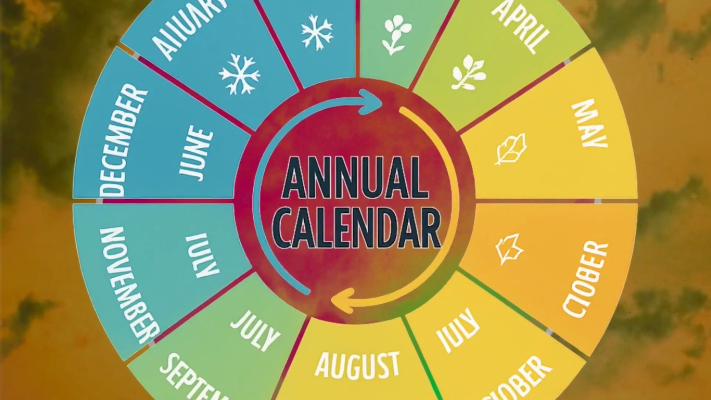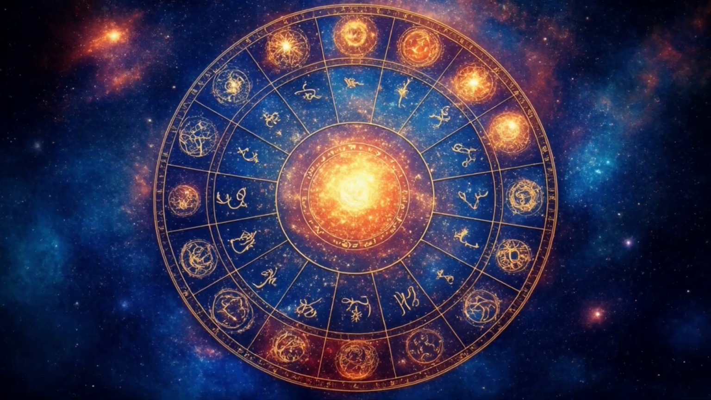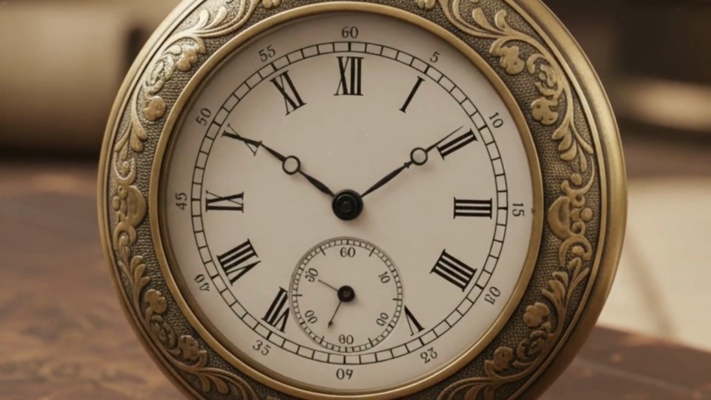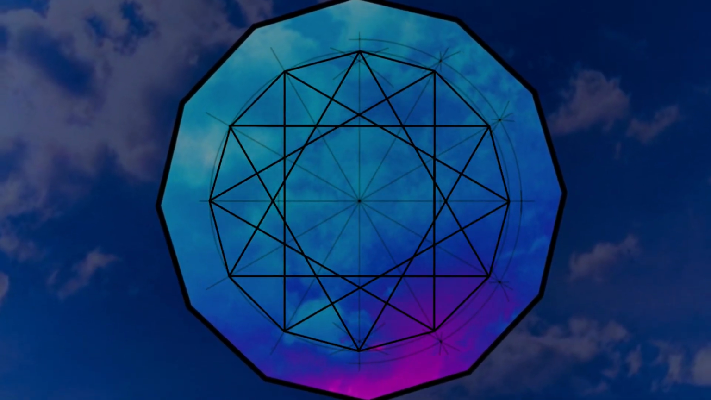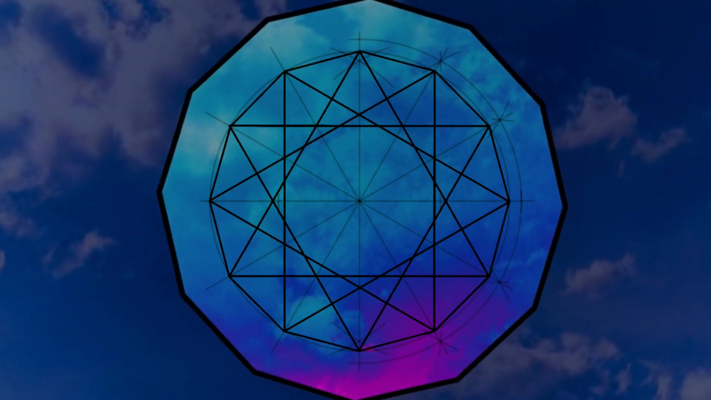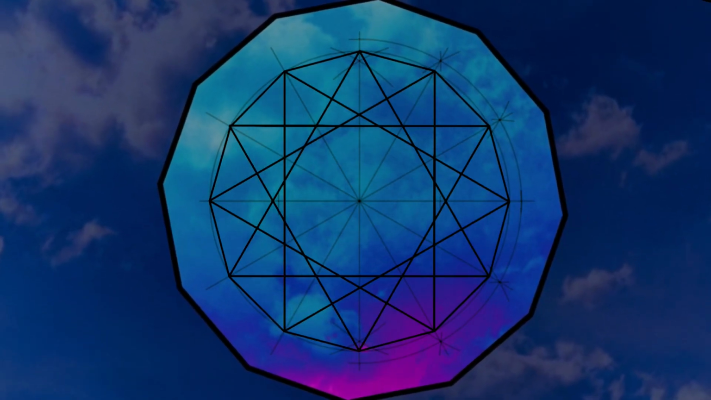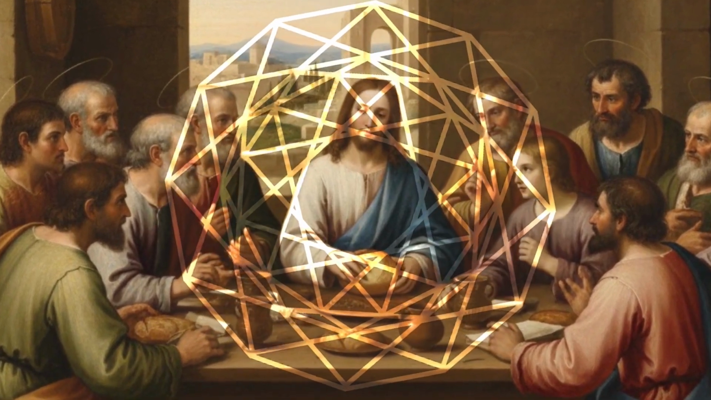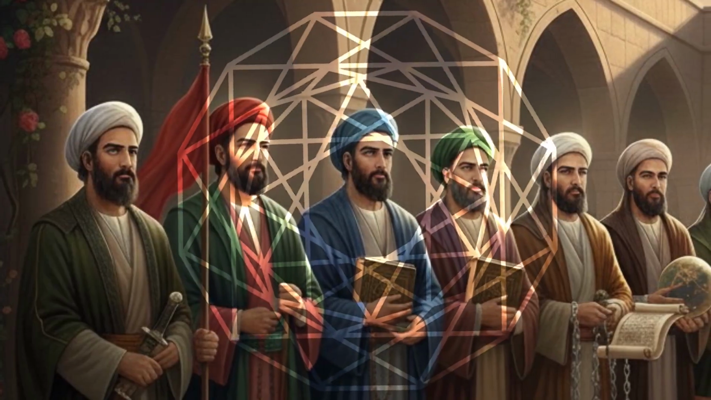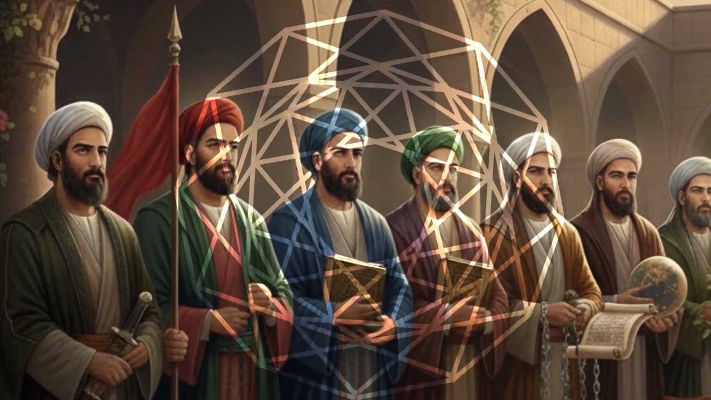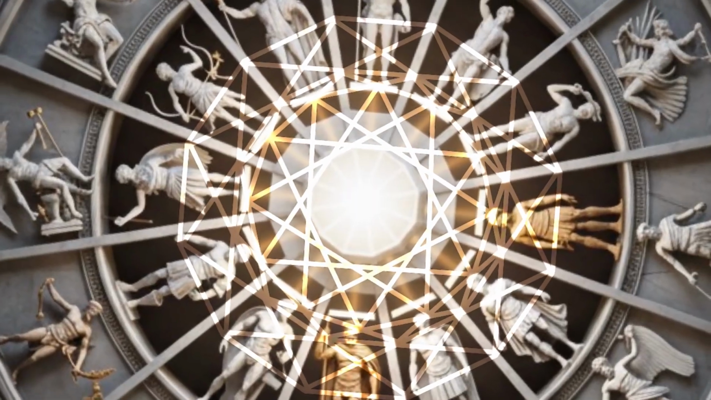It represents the 12 months of the year, the 12 signs of the zodiac, the 12 divisions of time in the clock, and more. In the religious and spiritual realm, it appears as a number of fullness and the closing of cycles. We find it again and again: the 12 apostles in Christianity, the 12 tribes of Israel, the 12 imams in Shia Islam, and even the 12 Olympian gods in Greek mythology.